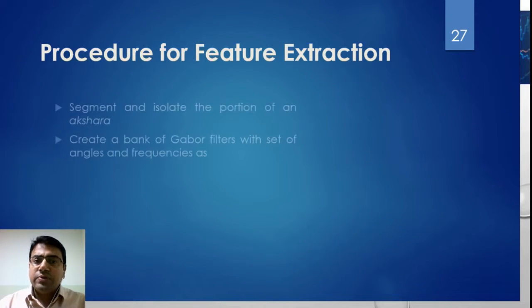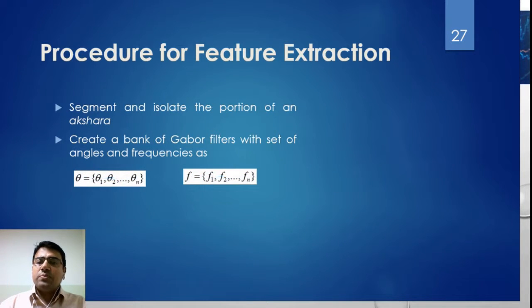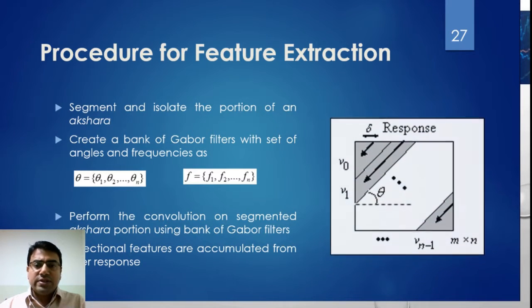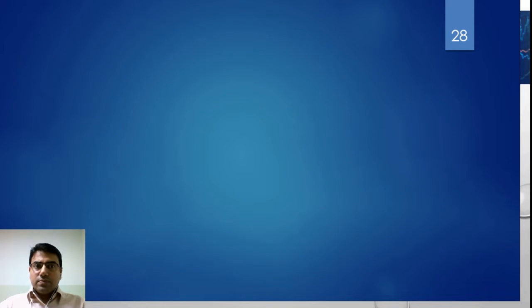We use a Gabor filter based feature extraction technique to perform feature extraction on the various portions of aksharas. Gabor filters with different angles and frequencies are used, and the responses generated from the Gabor filters are used to collect the directional features. So we use a grid system to extract some directional features from the response.